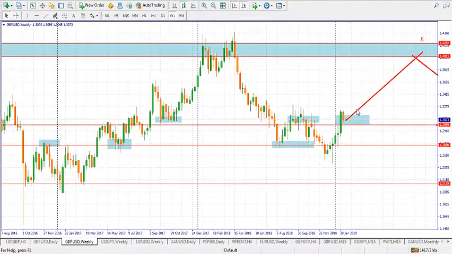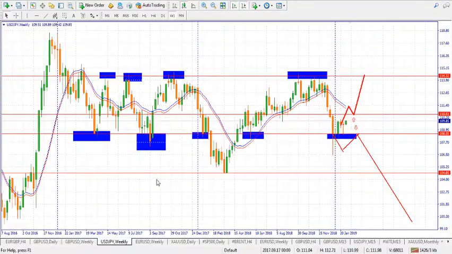So GBP/USD, we recommend looking for a buy. Just wait for a retracement. You pick a buy from where I have my line here, and you should have a take profit at the monthly level, which is somewhere above, somewhere here. So we move to the next chart, which is USD/JPY.